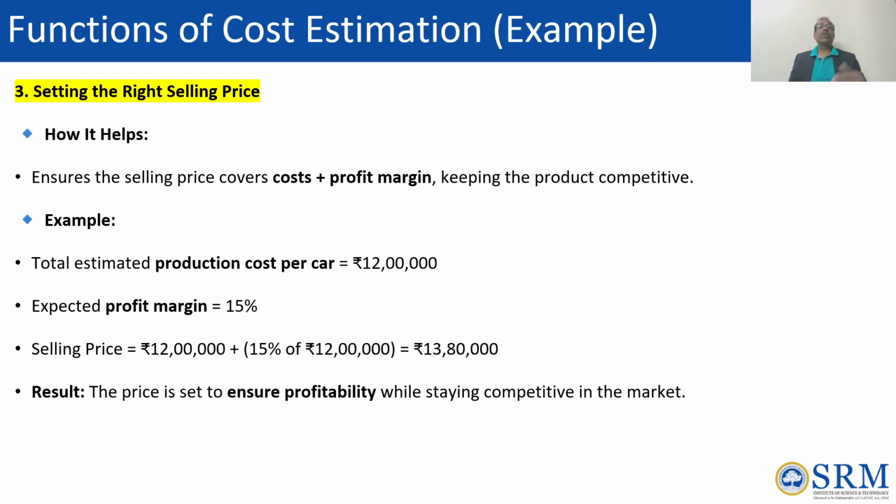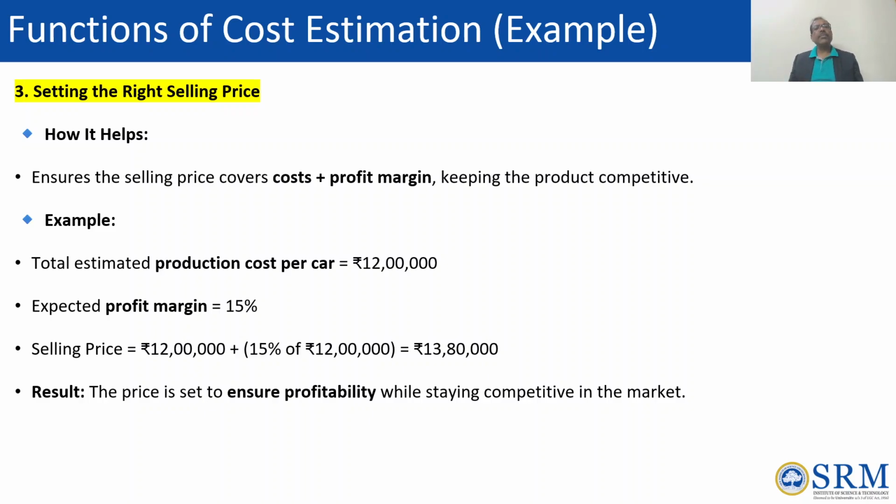For example, the total estimated production cost per car is 12 lakh rupees. You are going to fix your profit margin at 15 percent, then your selling price would be around 13 lakh 80,000. The result: the price is set to ensure profitability, because the 15 percent is there, while staying competitive in the market. So here the 15 percent also plays a role.